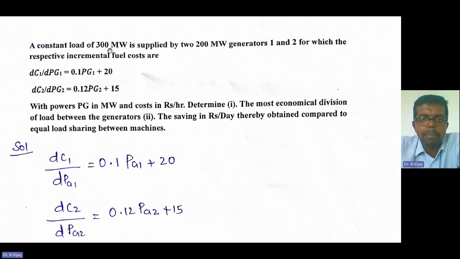So what is the demand? It is 300 megawatt. Equal load sharing between the machines is given in the problem, so we have to take 150 megawatt and 150 megawatt. PG1 is 150 megawatt and PG2 is 150 megawatt here.